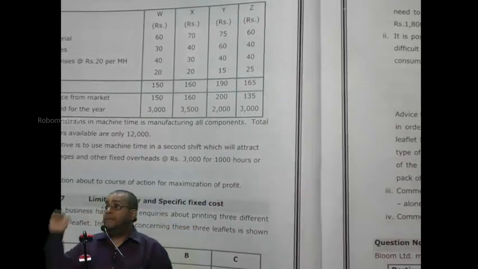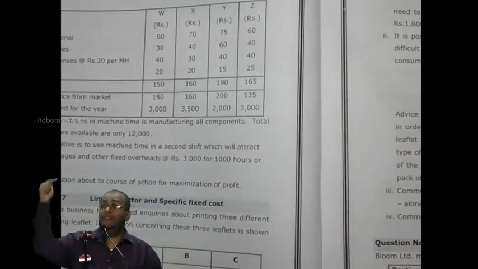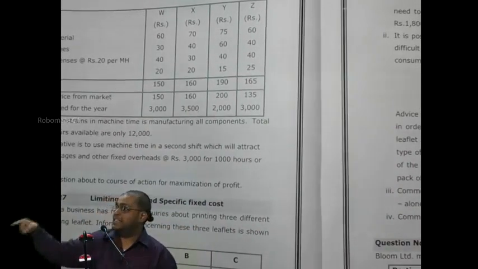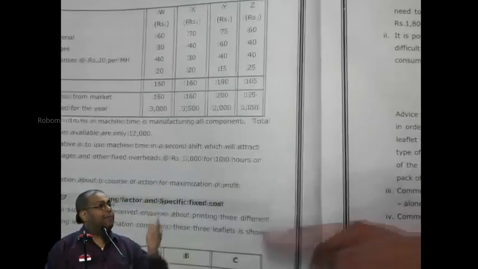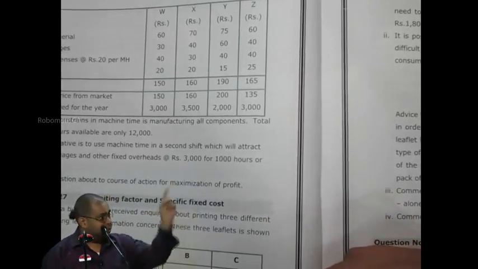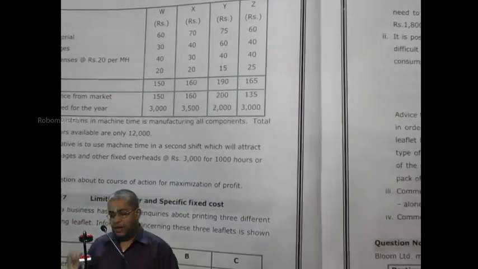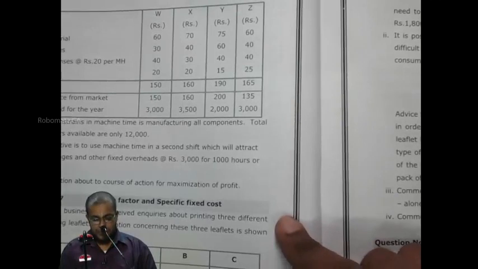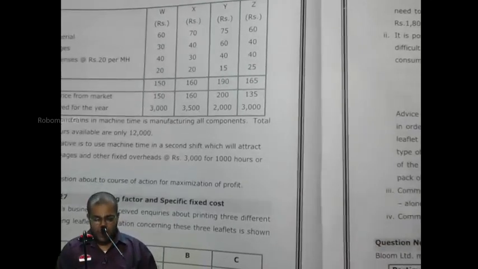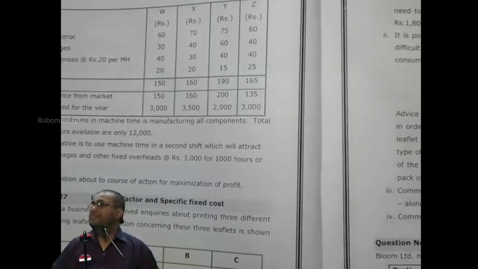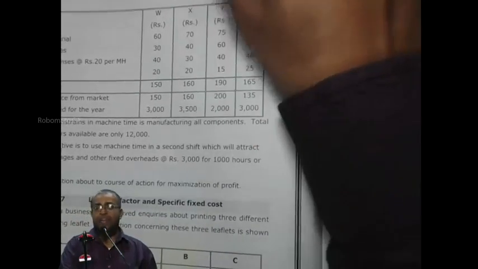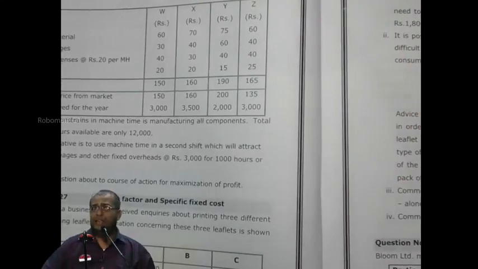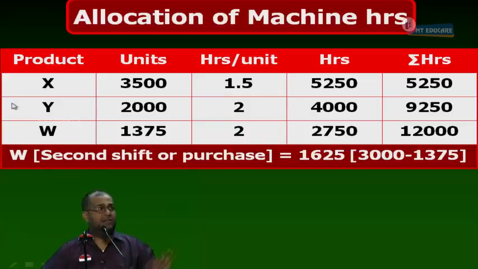Yes or no? When I go for second shift, it is not only variable cost, I also have what? Extra specific fixed cost. Yes or no? Always in our chapter, the problem is made interesting only due to specific fixed costs. Are you all following what I am saying? Now, what is specific fixed cost? Every hour I work, have to incur what? 3,000 for every 1,000 hours I work.